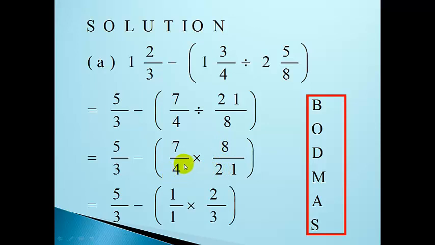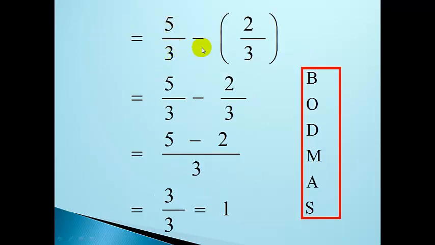Now 4 goes into 4 once, that's why we have 1 here. And 4 goes into 8 2 times, that's why we have 2 here. Also 7 goes into 7 once, that's why we have 1 here. And 7 goes into 21 3 times, that's why we have 3 here. So we have 5 over 3 minus, in bracket we have 1 over 1 times 2 over 3. We are not done with the bracket, so we still have to continue. Now let's proceed.